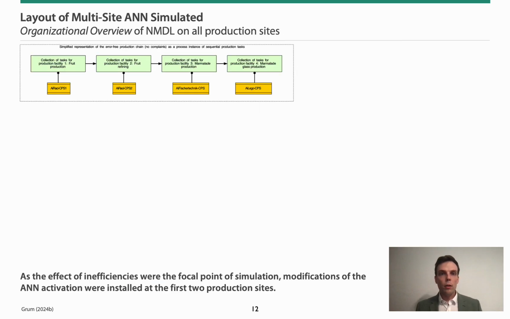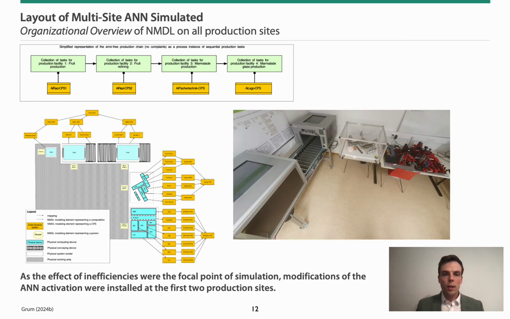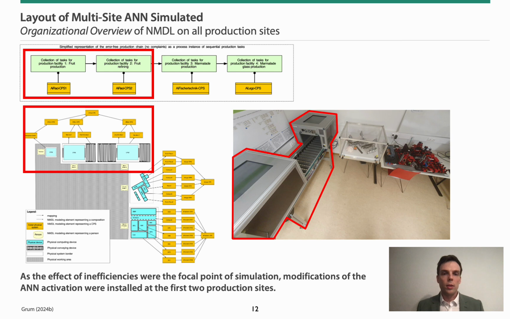So coming back to the overview production process and bringing all the layouts together. The real machinery was set up, was constructed and positioned like this. As the effect of inefficiencies was the focal point of simulation, modifications of the ANN activation were installed at the first 2 production sites. I have highlighted them here at the corresponding perspectives on the systems.